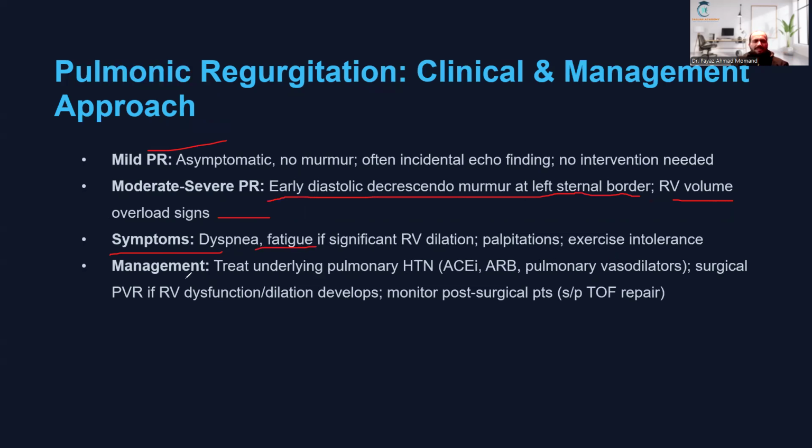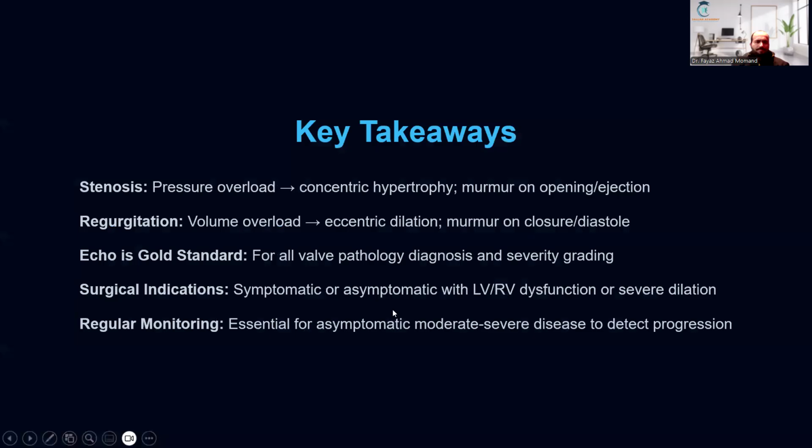palpitations, exercise intolerance. Management: we need to treat underlying pulmonary hypertension with an ACE inhibitor, ARB, or pulmonary vasodilator such as phosphodiesterase inhibitors. Surgical treatment if right ventricular dysfunction or dilatation is present, and we have to monitor patients post-surgical repair for those undergoing tetralogy of Fallot repair.